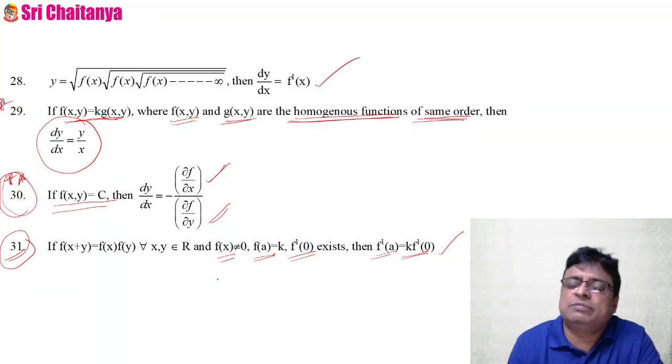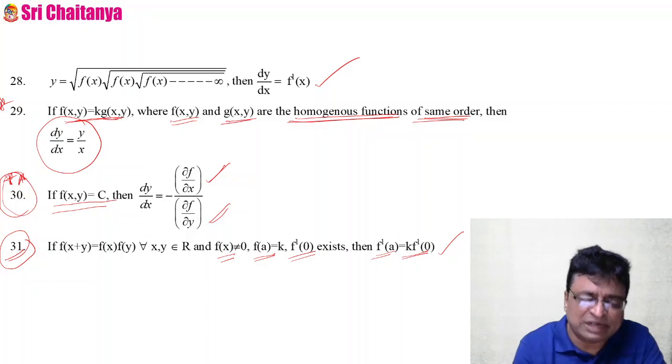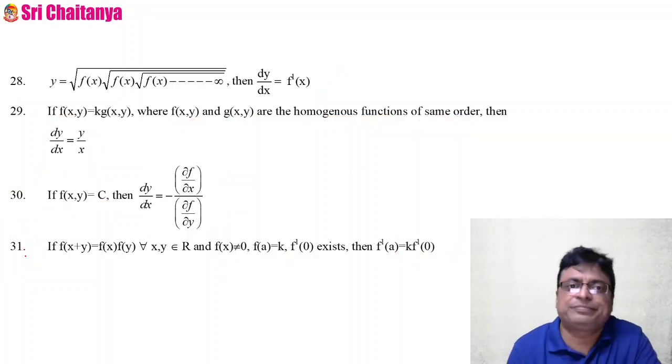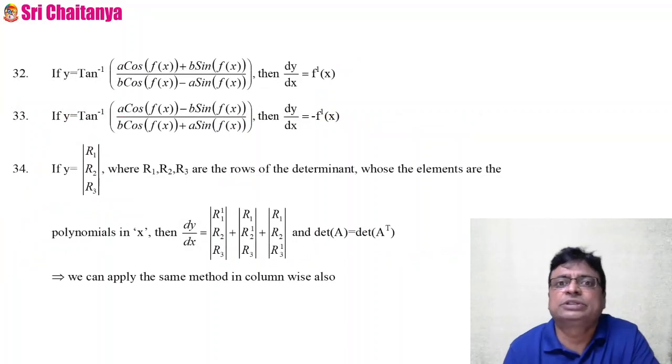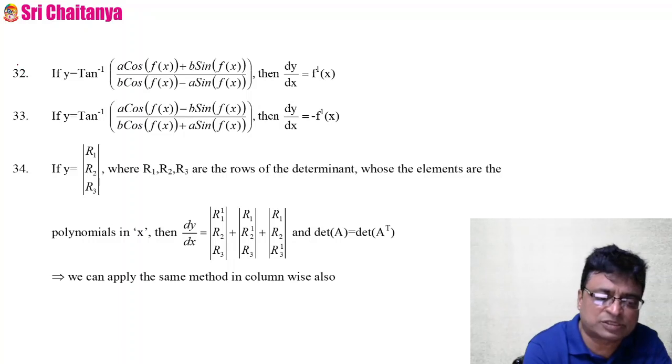In this problem, sometimes they may give the value of f'(0), for example f'(0) as 5, then the answer becomes 5k. Like that we can write. So several times problems were repeated on the 31st formula also. Now coming to 32, 33, 34, these three formulae are also very, very important.